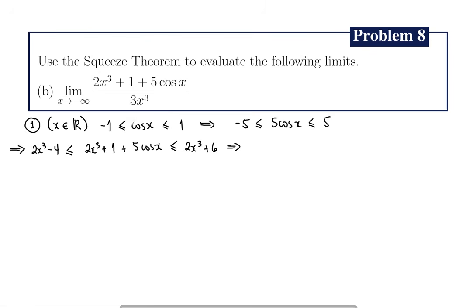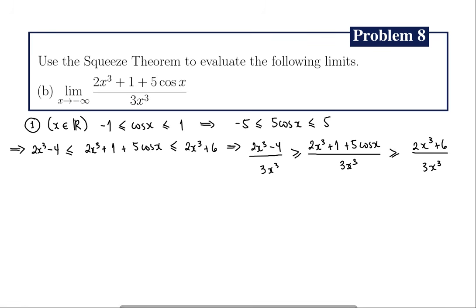To get this function here, just divide all sides by 3x cubed. Okay? So sa middle, I should get 2x cubed plus 1 plus 5 cosine x all over 3x cubed. Tapos sa left, I should get 2x cubed minus 4 all over 3x cubed. And finally, sa right, I should get 2x cubed plus 6 all over 3x cubed. Okay? Ngayon, my question is, anong inequality symbol ang isusulat ko dito? Do I get to keep less than or equal to, or do I have to switch to greater than or equal to? So the answer is, I have to switch to greater than or equal to.